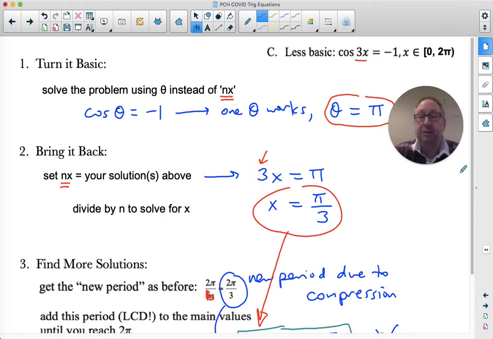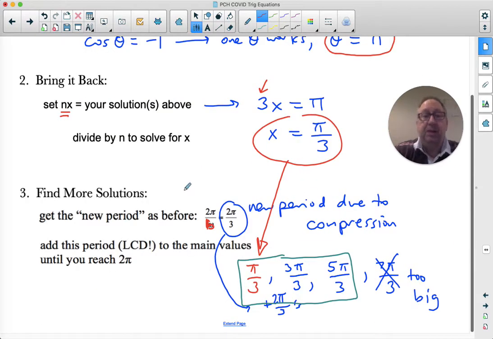So here we are. We're going to start with our pi over 3. Here it is in red. And we're going to add 2 pi over 3 to it. So that gets us 3 pi over 3 and then 5 pi over 3. And I could go to 7, but that's bigger than 2 pi. 6 would have been 2 pi. So we stop. 3 solutions, and we have our answers. We're done. Let's try another one from scratch.